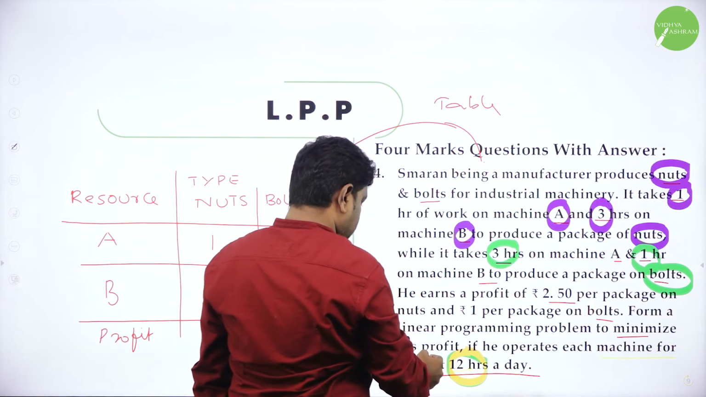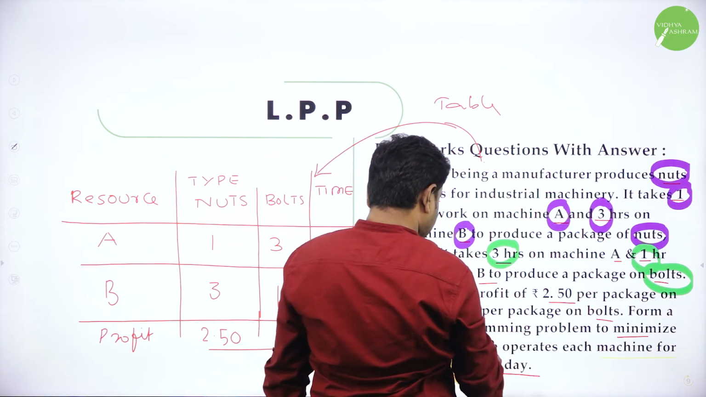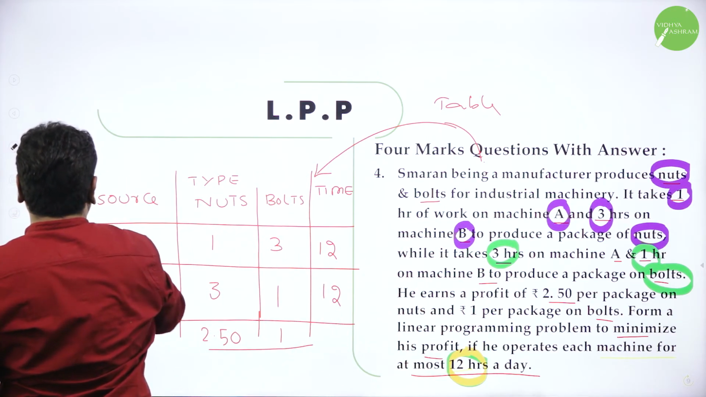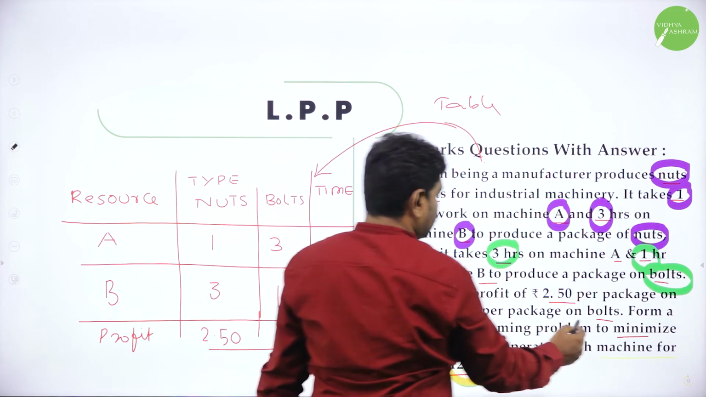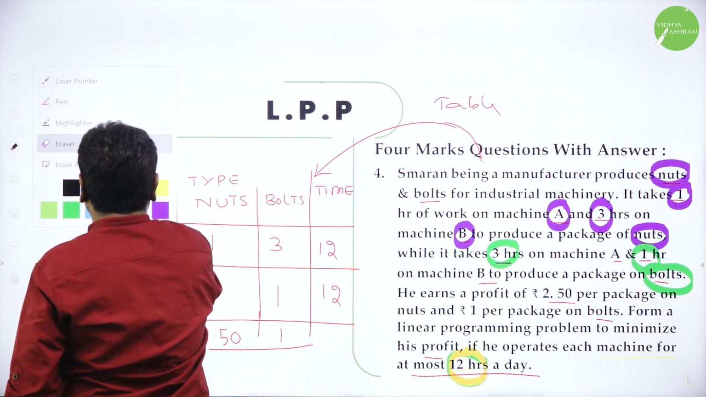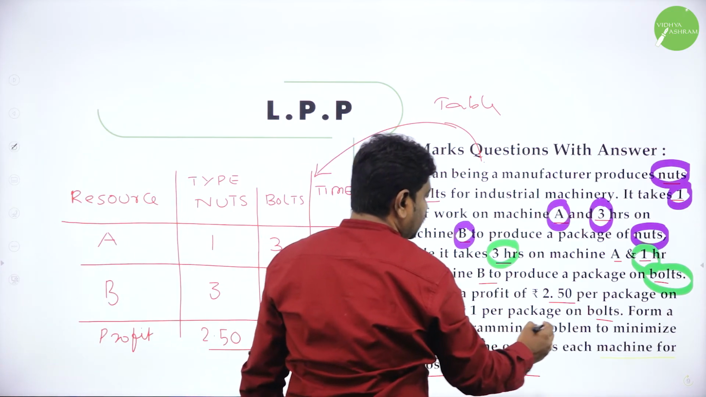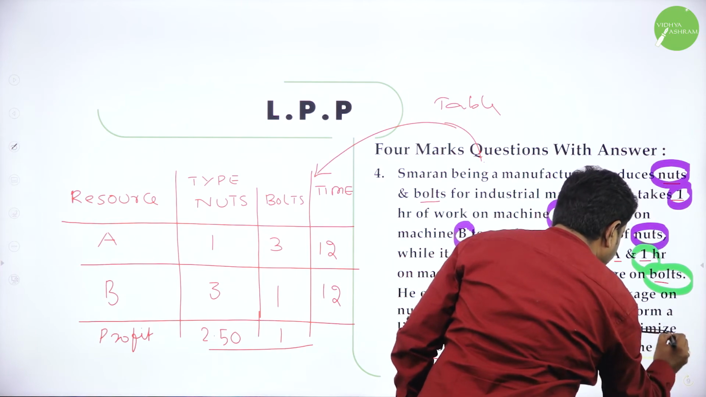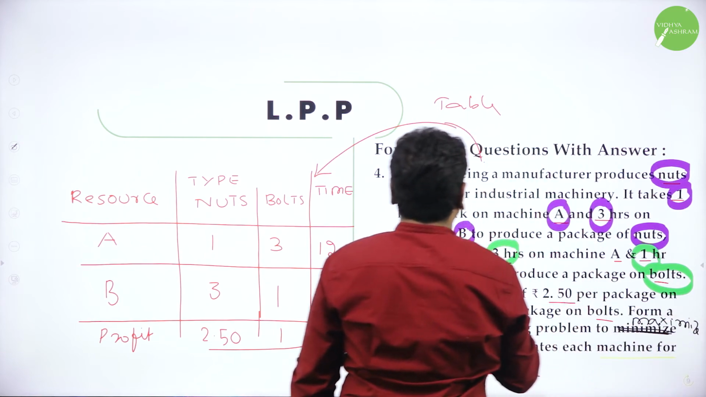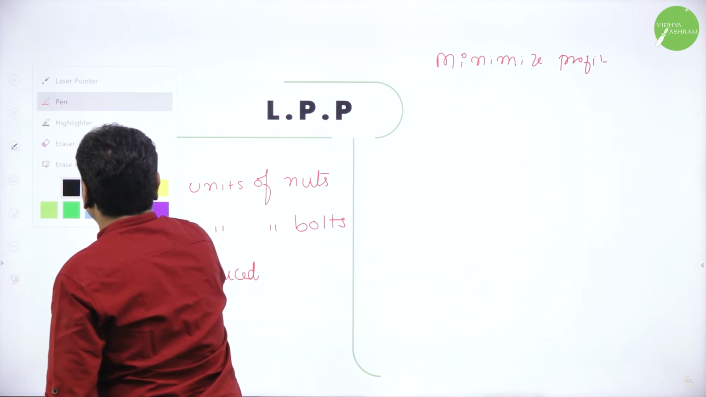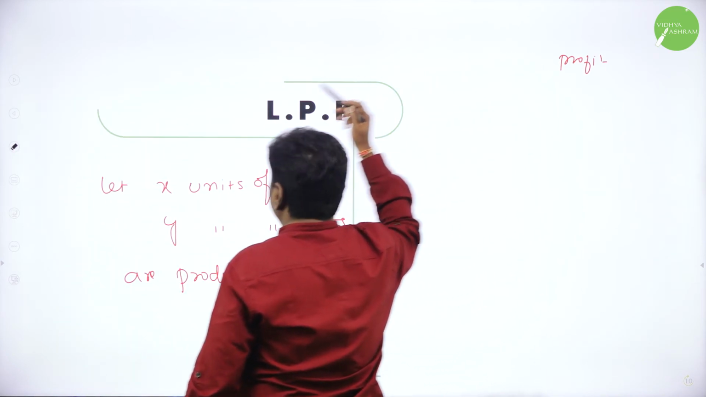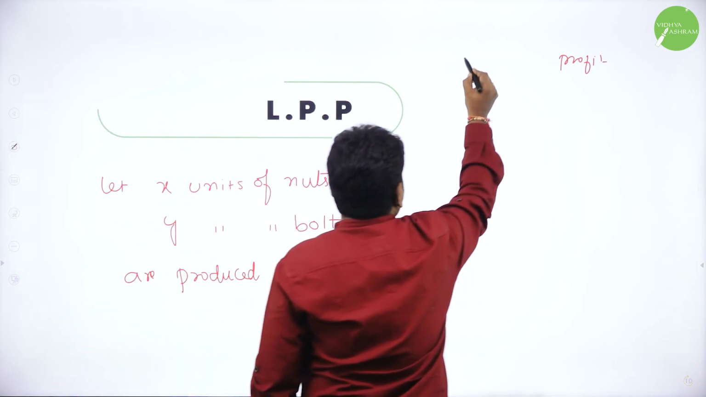Oh, sorry, here it's maximize profit. Nobody wants to minimize the profit. This is a wrong question, so please correct this: maximize the profit. Always any business wants to maximize profit and minimize cost. Any industry works for maximum profits, right? So maximize profit.